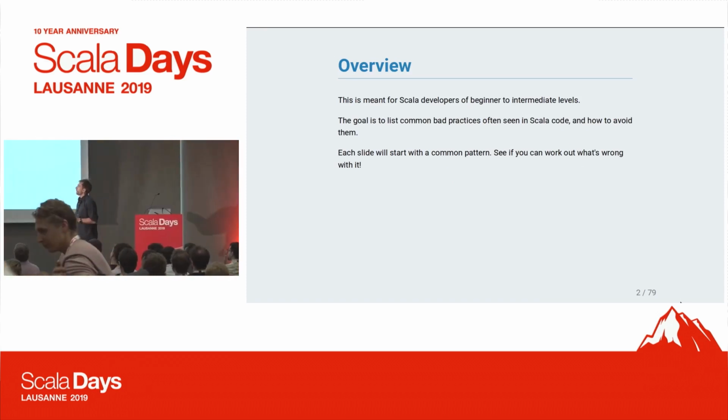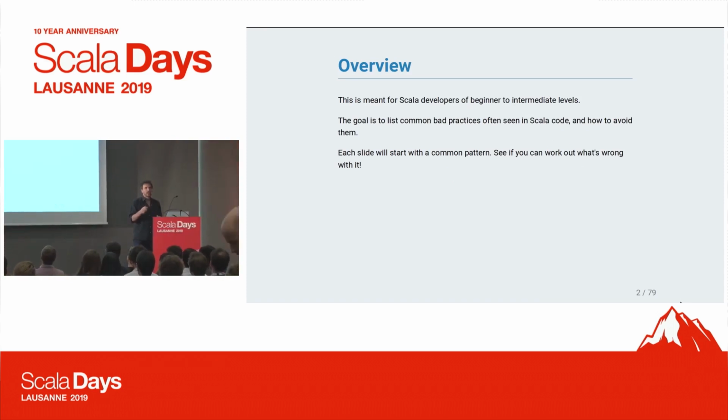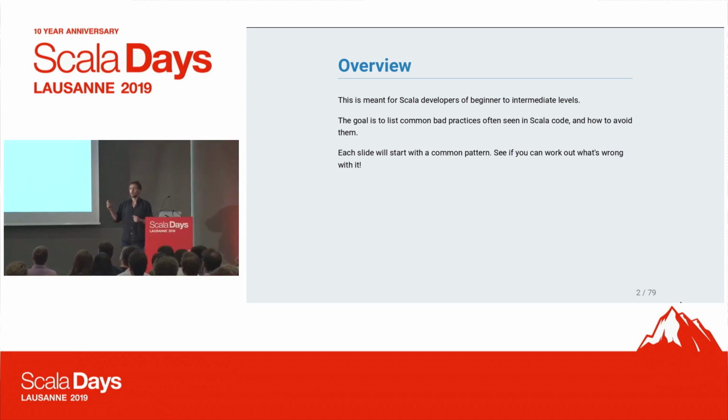So the way this is going to work is I'm going to show you some code. You are going to have to work out what I think is wrong with the code. Explain it to me if we can, or if we don't have the time, I'll just give the solution. I'm going to tell you what's wrong with it, how to work around it, and then we move on to the next one. So let's get started.